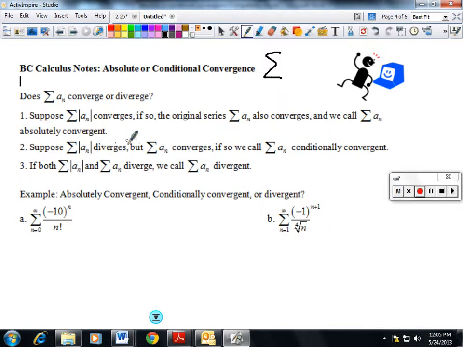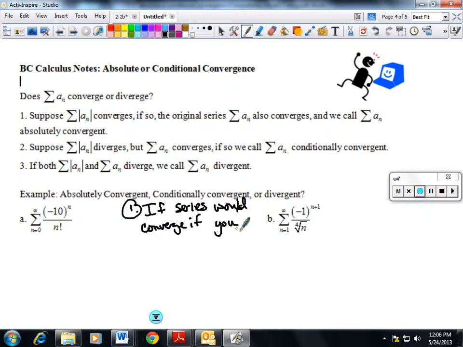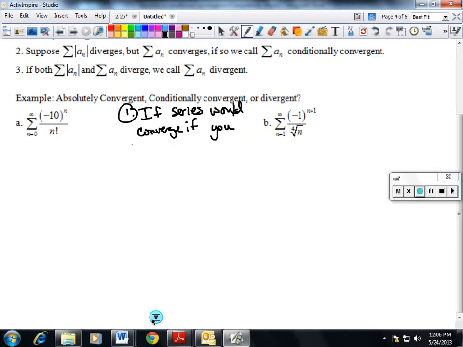Let me write this out because I don't like the way this is written. If the series would converge if you take the alternating part away, let me scroll down a little bit. Negative 1 to the n, then it's absolutely convergent.